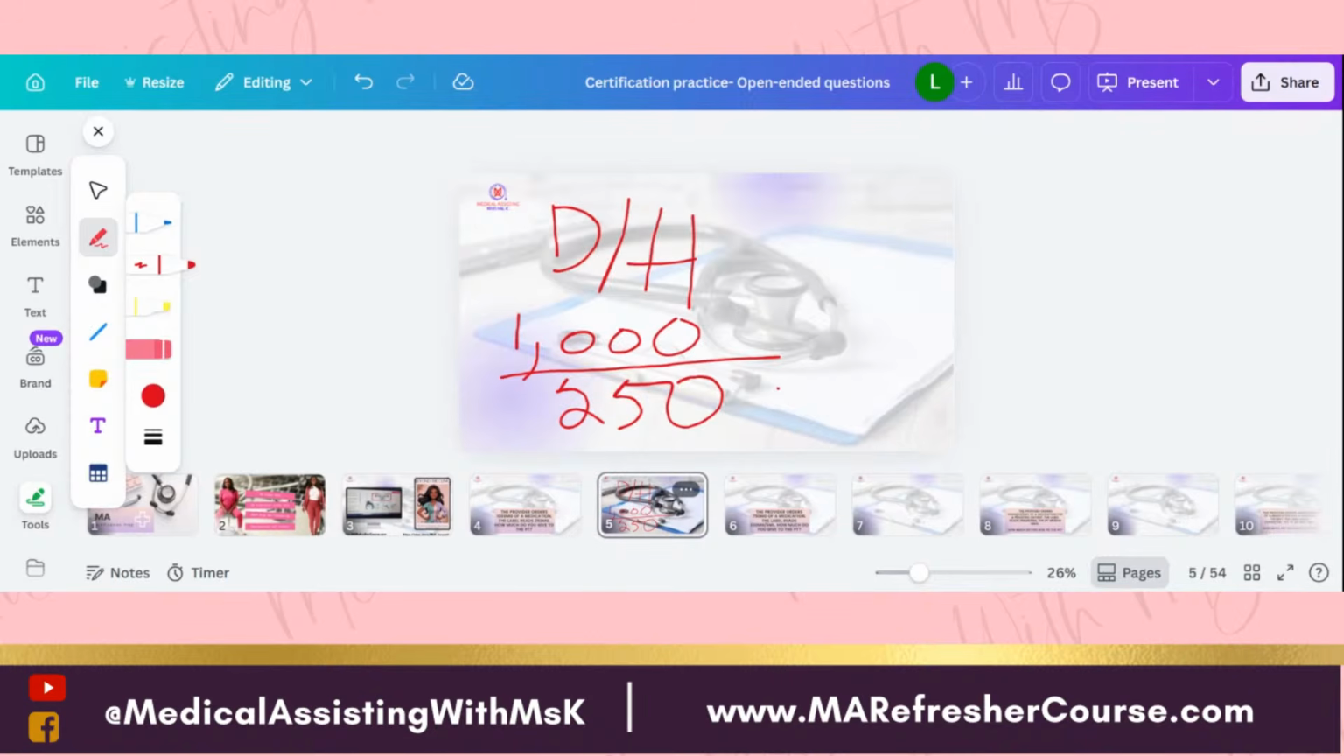And just a quick trick for you guys. If you see big numbers and get intimidated, all you need to do is just cancel out the zeros. That's all you're doing. So instead of dividing 1,000 by 250, you're dividing 100 by 25, which gives you how much? What is 100 divided by 25? All right, somebody already put it in there, and that's going to be 4. So in this case, you would give the patient 4 tablets.